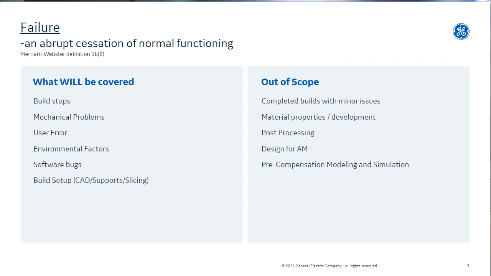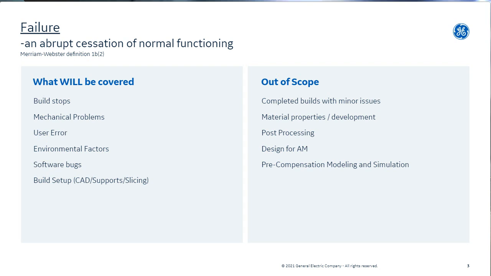I wanted to stay away from builds that complete normally, where maybe you have some minor issues, and it could be very geometry specific, parameter specific, as you're just pushing that process window of that machine and material combination. Material properties and development, that's almost an expected failure. I do have a slide on this at the end, but essentially you're planning on failure if you're running a new material and want to develop the parameters.